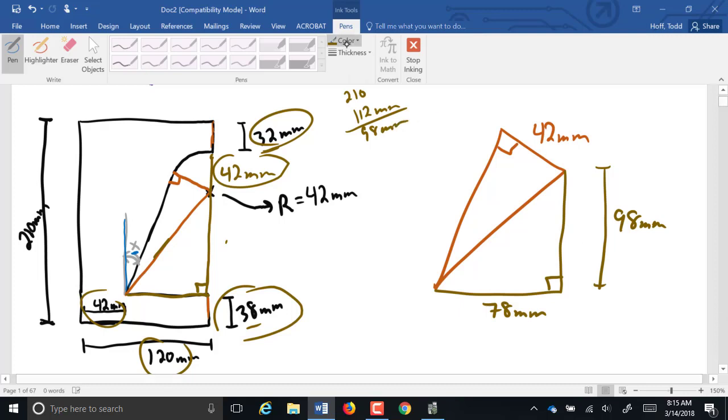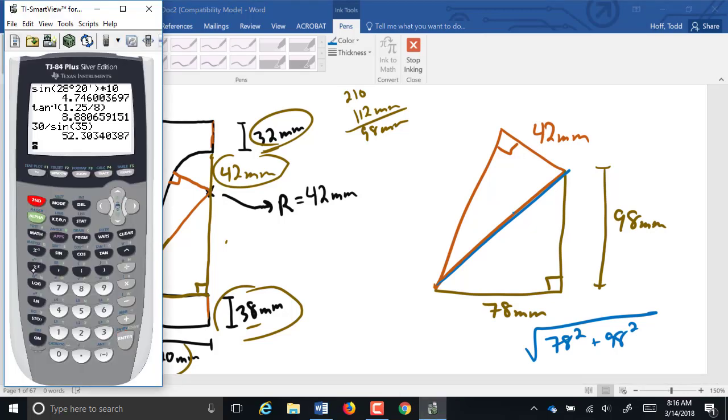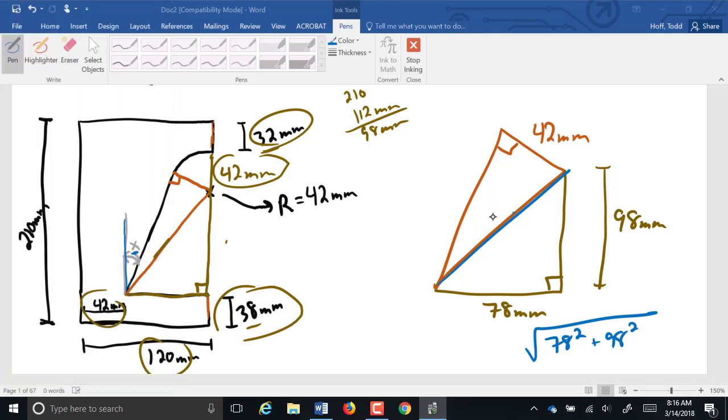So now that we have that triangle, there's two things we're going to find from it. One, we're going to find this side so we know that side of the other triangle. How do we find that side? A squared plus B squared equals C squared, right? So the square root of 78 squared plus 98 squared, 125.252.